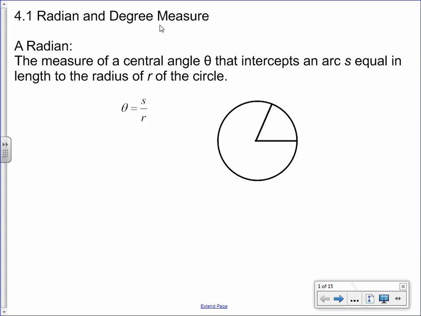You did some sine, cosine, tangent last year with right triangles. We'll talk about that tomorrow. Okay. So today and tomorrow, we're going to start our trig unit with some familiar topics.